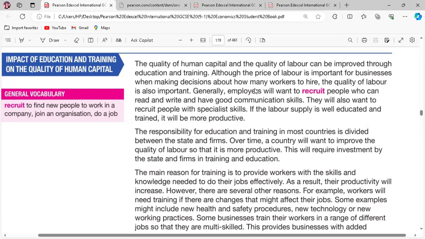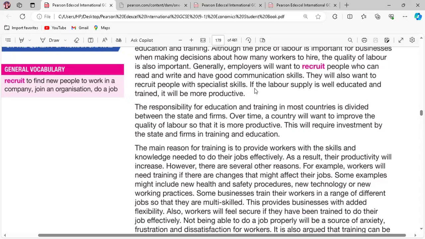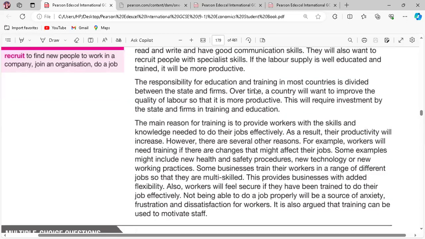The responsibility for education and training in most countries is divided between the state and the firms. Over time, a country will want to improve the quality of labor so that it is more productive. This will require investment by the state and the firms in training and education. The main reason for training is to provide workers with the skills and knowledge needed to do their jobs effectively. As a result, their productivity will increase.